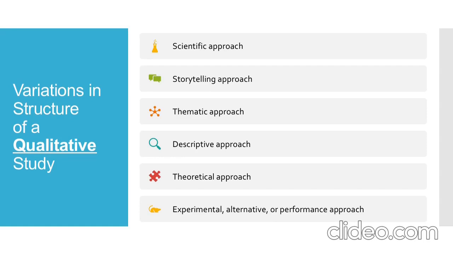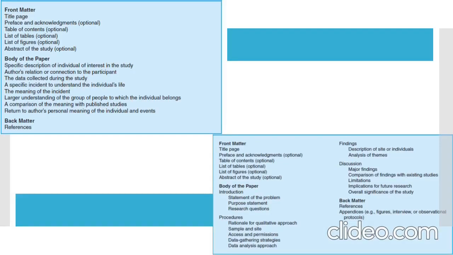Despite all these variations, 2 major approaches differ markedly in structuring qualitative reports, particularly the qualitative scientific approach and the qualitative storytelling approach. The qualitative scientific approach includes detailed procedures of inquiry and follows traditional form for reporting research that includes the introduction, the procedures, the findings, and a discussion.